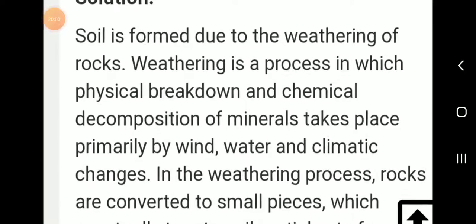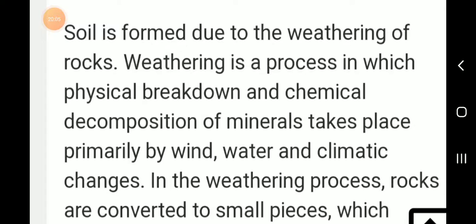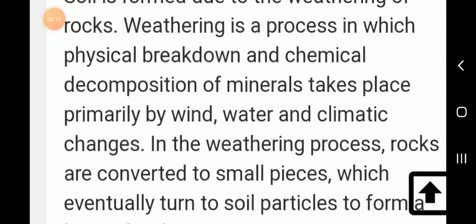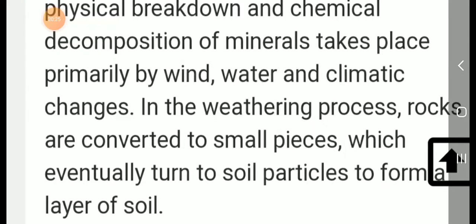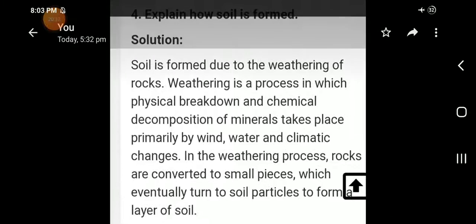Soil is formed due to the weathering of rocks. Weathering is a process in which physical breakdown and chemical decomposition of minerals takes place primarily by wind, water and climatic changes. In the weathering process, rocks are converted to small pieces which eventually turn to soil particles to form a layer of soil.